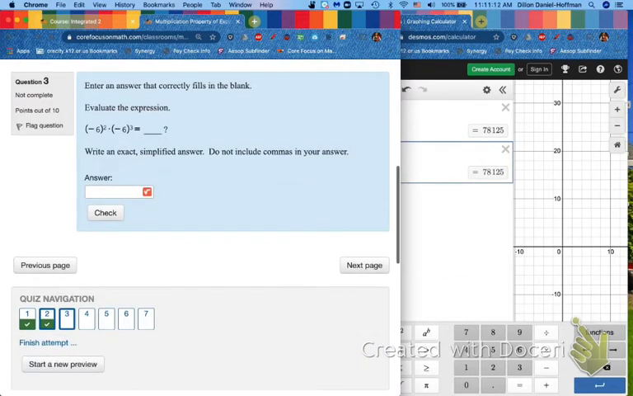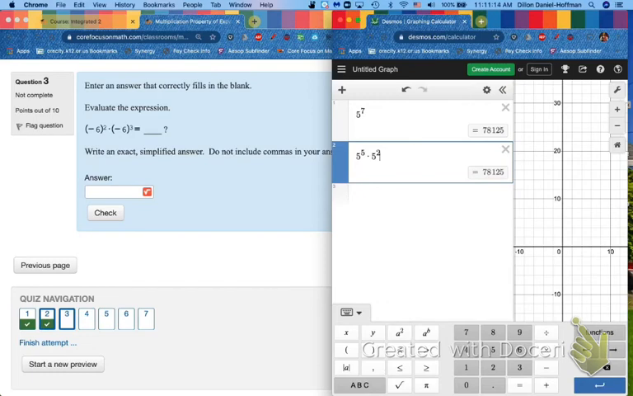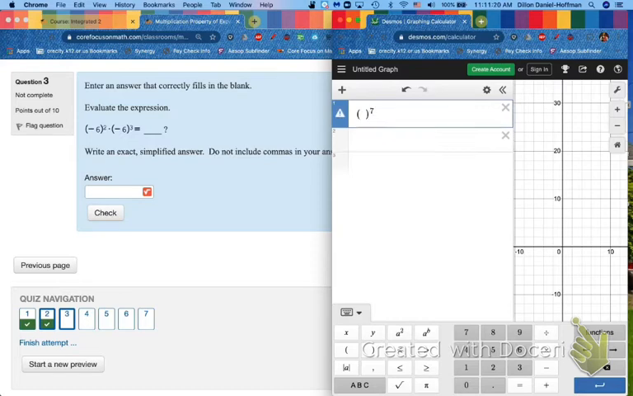Same thing with number 3. Now our base has parentheses. Anytime you see parentheses, make sure you copy them down. If you don't, you could definitely miss the problem. And then we need to add our numbers together in our exponent. 2 and 3. 2 plus 3 is 5.